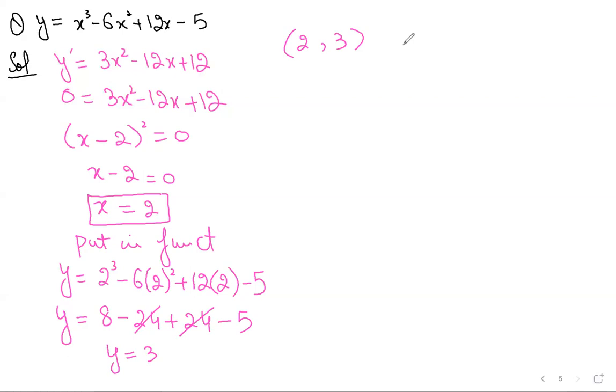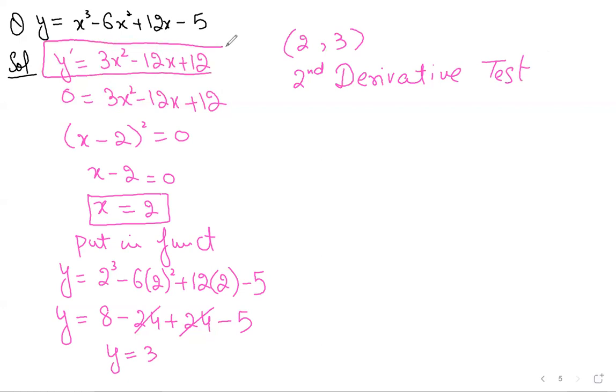So for that I'm going to do the second derivative test. For the second derivative test, I have to take the derivative. Now, as I know, this was my first derivative, I have to take the second derivative. So it will be y double prime equals 6x minus 12. That is my second derivative.